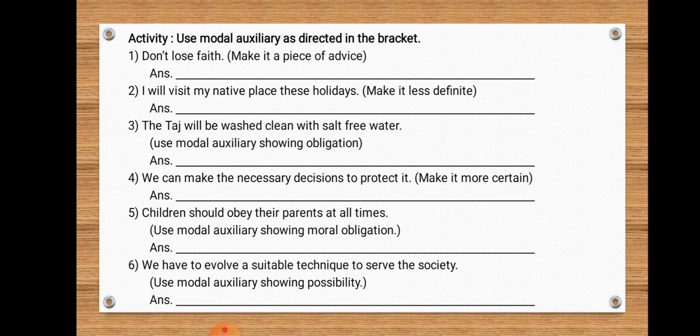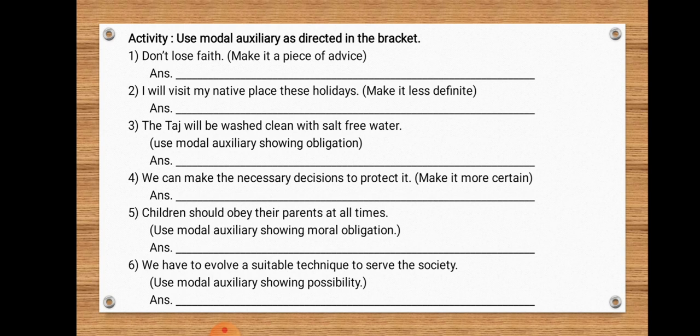"We can make the necessary decisions to protect it." Make it more certain. More certain means will. Make it definite or certain. Here can shows ability. Instead of can, we are going to use will: "We will make the necessary decisions to protect it."